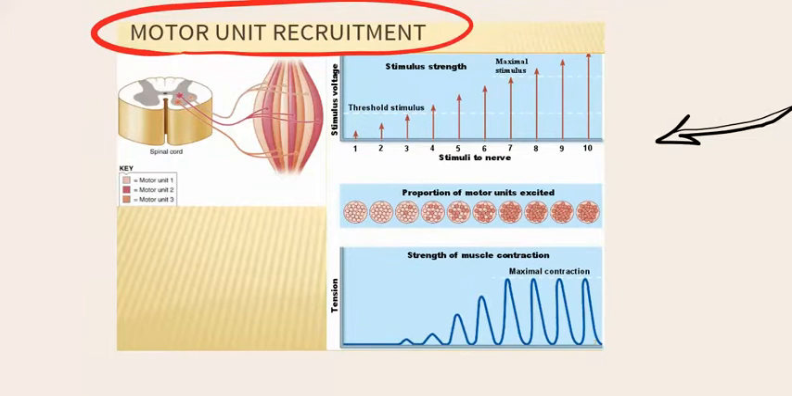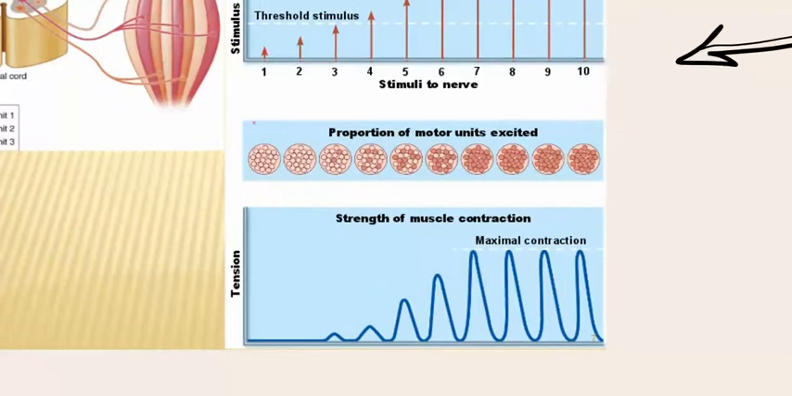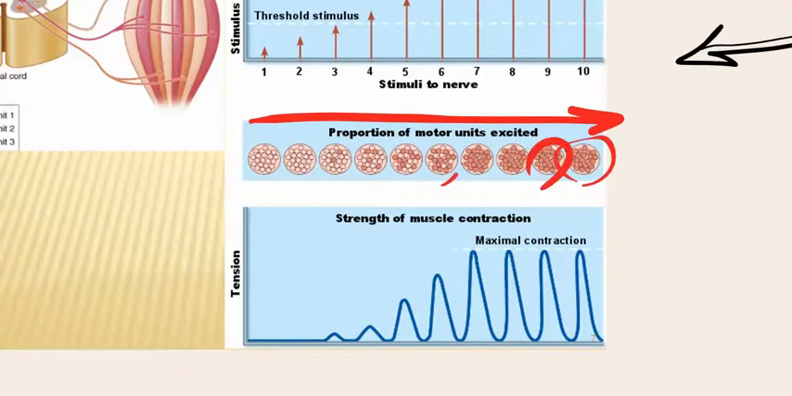So depending on how strong that end plate potential is, it can be sub-threshold, it can be threshold, it can even be above threshold. Depending on how strong that stimulus is, you will recruit more muscle fibers in that motor unit. As the strength of the stimulus increases, so also the amount of muscle fibers in that motor unit that you're going to be recruiting with that contraction. Does that make sense?